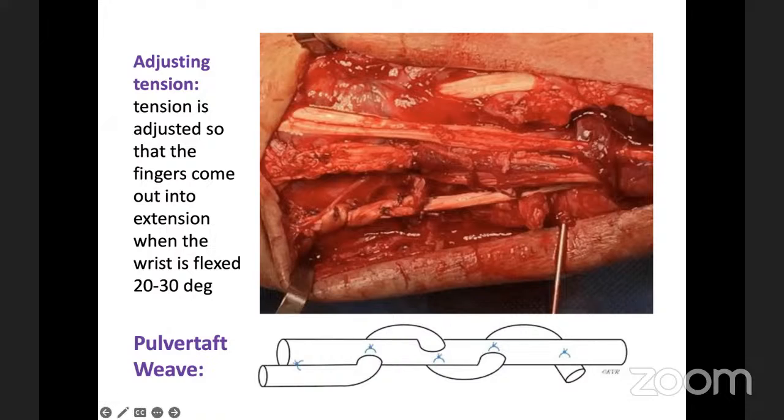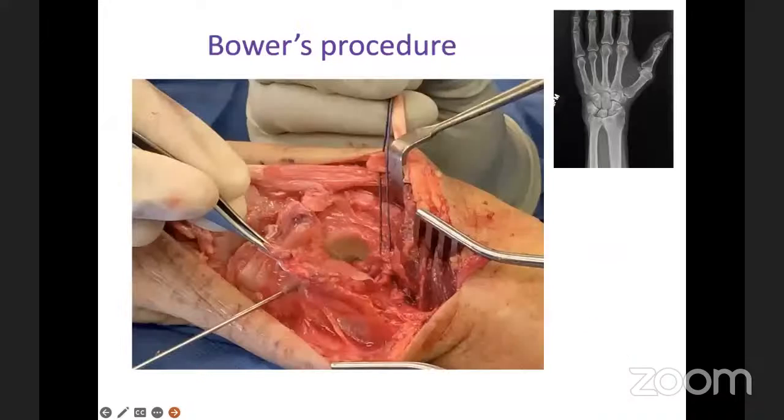So if you're happy with the tension, then you carry on with your weave, because you need to have at least 4 weaves. You've come from the top; this time you've gone from the side, so again 90 degrees. And this time you can stab at the bottom and come from bottom up. So you keep going at 90 degrees, basically. That's your Pulvertaft weave.